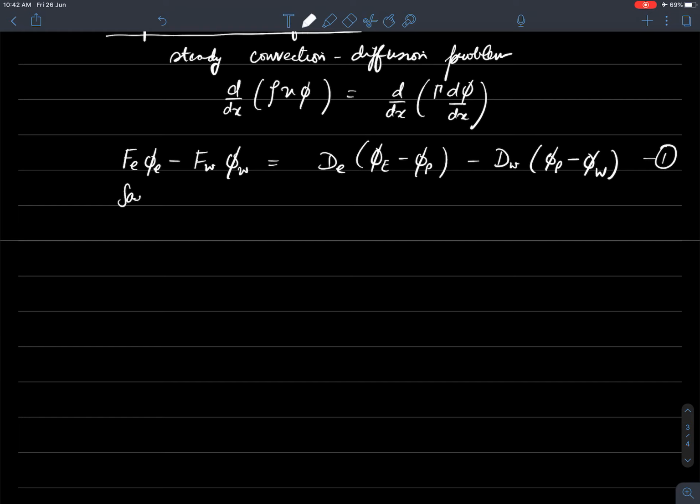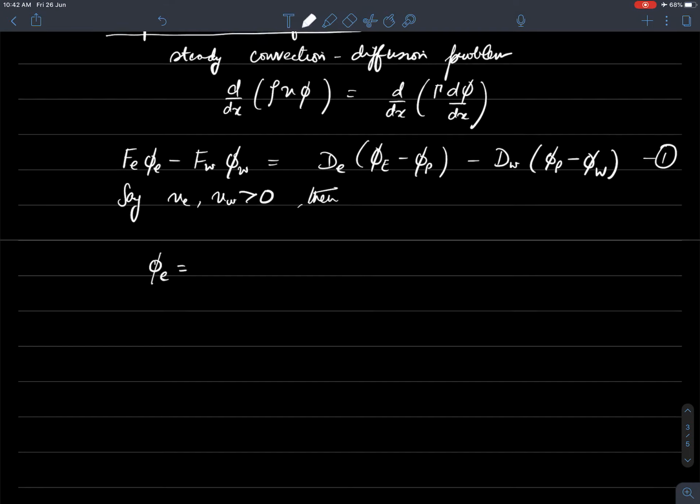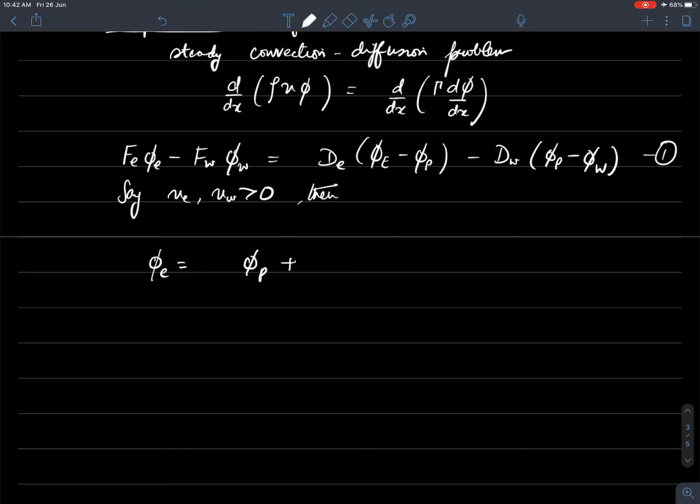Okay, and let's say that ue and uw are greater than 0. Then I can write phi e. Remember the function phi e that we require to go ahead with this solution process, to be the upstream value plus psi into some function r at the face e into phi E minus phi P.